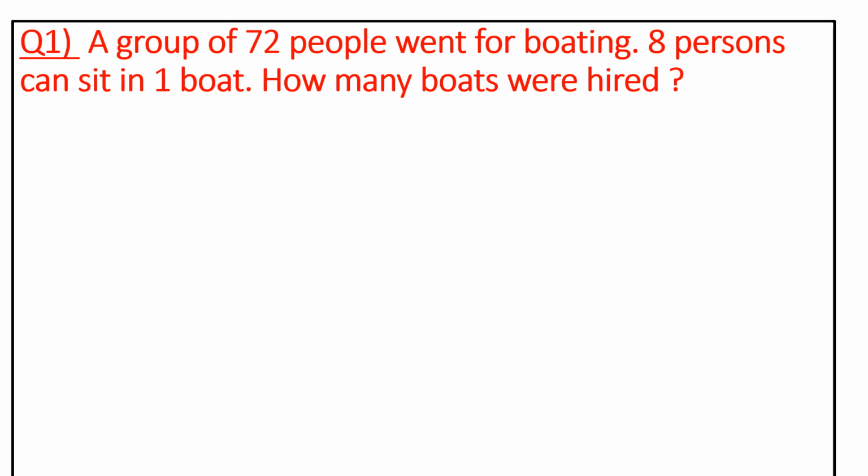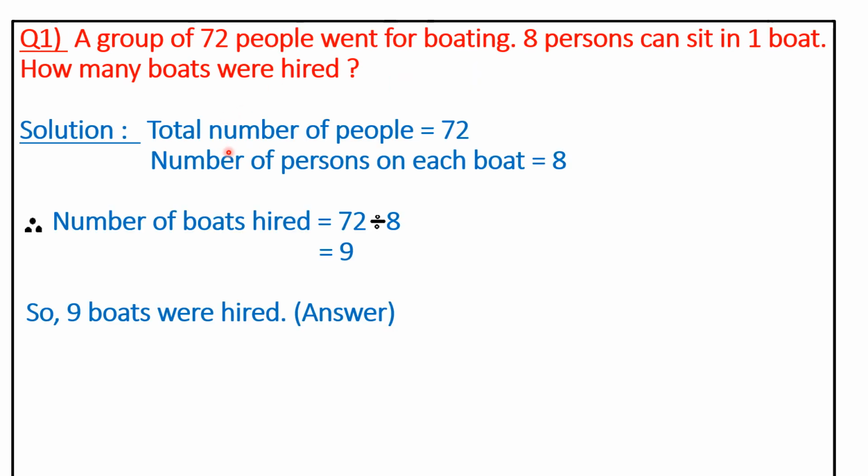So write the statement. Total number of people. How many people are there? 72. Right here, 72. Number of persons on each boat. On one boat, how many persons can sit? Only 8. Okay. In the first boat, 8 will sit. On the second boat, next 8 will sit. On the third boat, again only 8 will sit. So in this way, how many boats do you need?